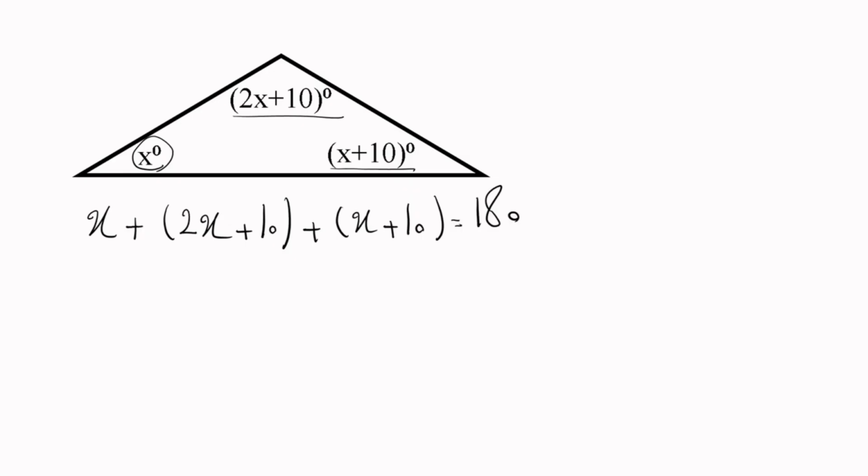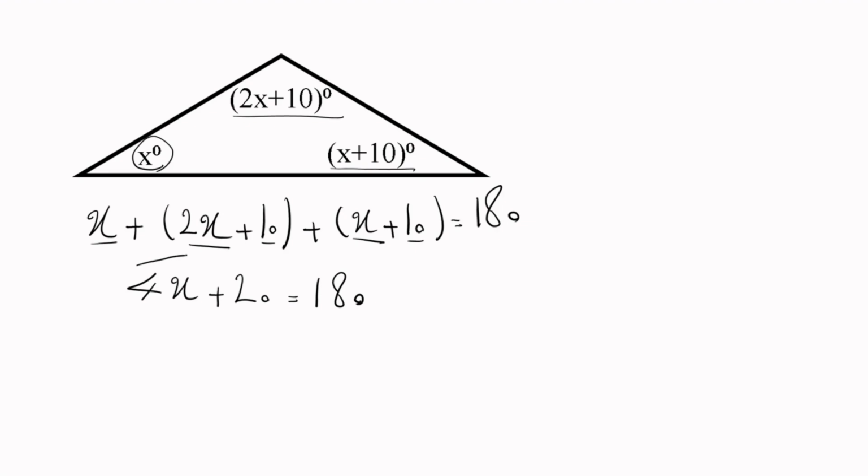Okay, I'm gonna simplify the first side. x plus 2x plus x is gonna be 4x. Here we have 10 and 10, and the addition of them is gonna be 20. Is gonna be equal to 180. I'm gonna solve this example based on the transposition method.